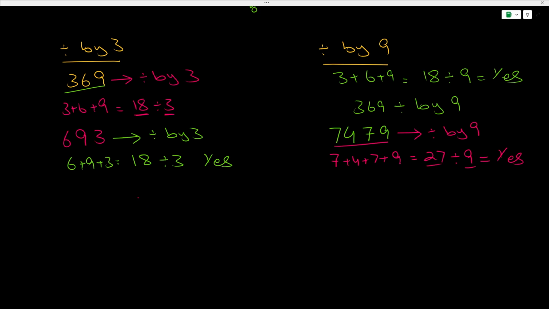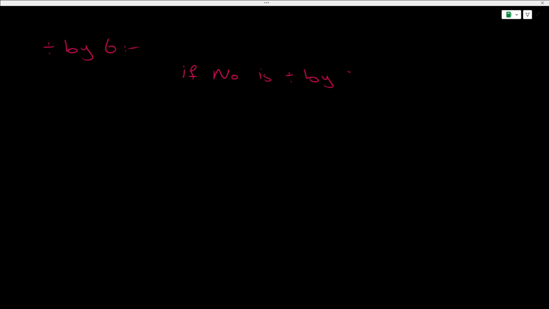Now we will learn about the divisibility rule by 6. We say if any number is divisible by 2 and also divisible by 3, then the number is divisible by 6.